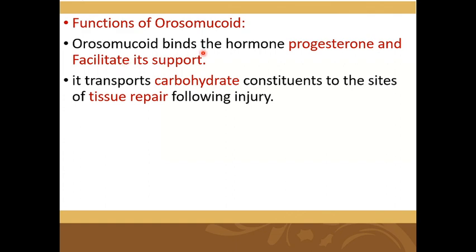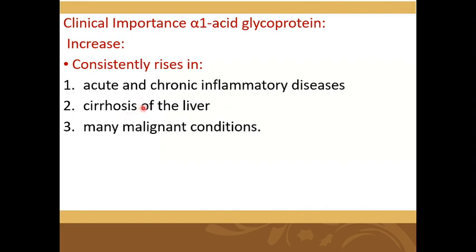Function of Orosomucoid, very important function. It binds to the hormone progesterone, the female sex hormone, and facilitates its transport. It transports carbohydrate constituent to a site of tissue repair following injury. Whenever there is an injury, tissue is damaged, and it transports carbohydrate to that part for repair purpose.